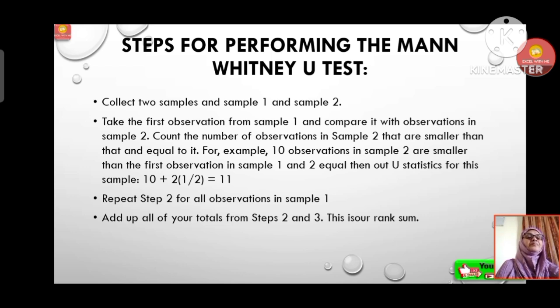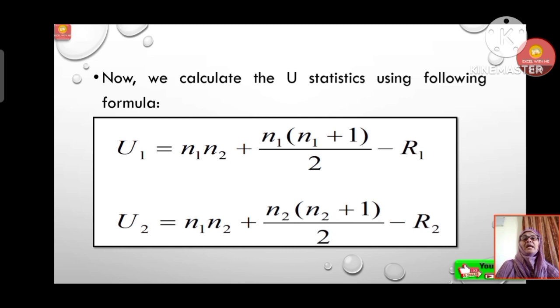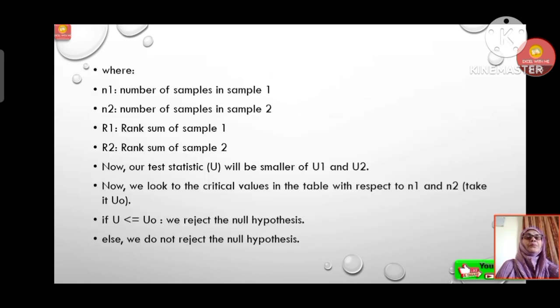Now we calculate the U statistic using the following formula. You can pause and note down. Now, the denominations are given here. What do these all denote?